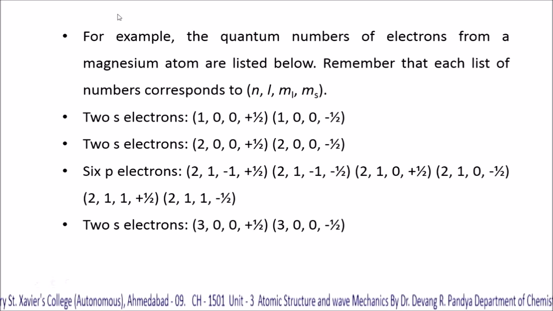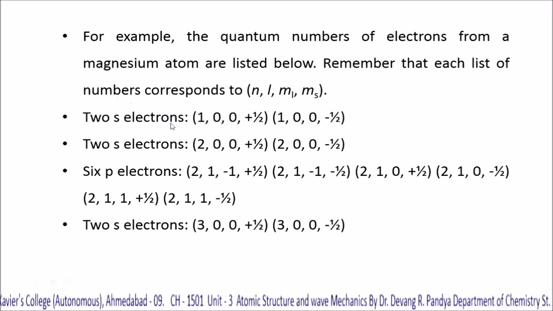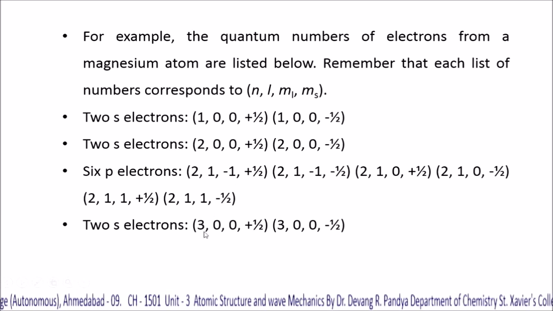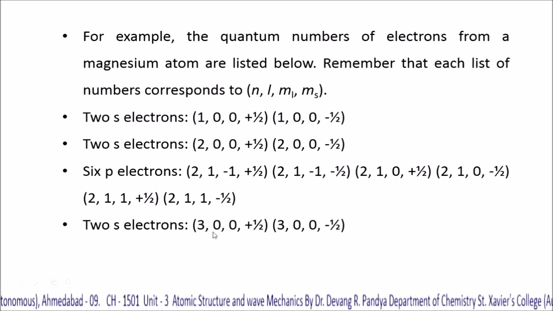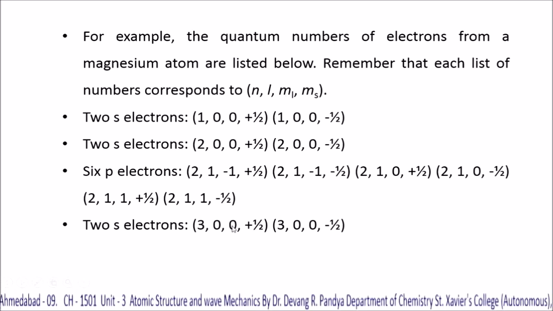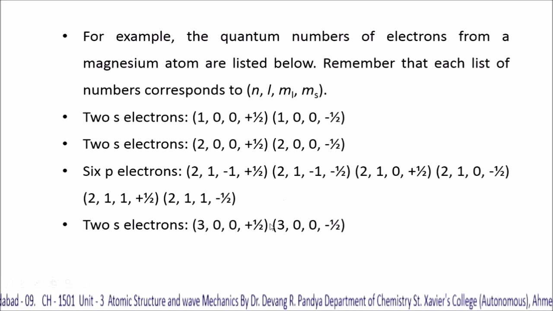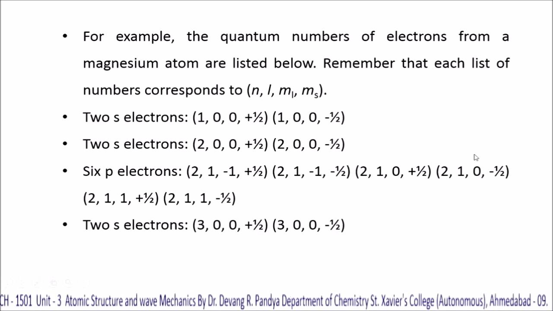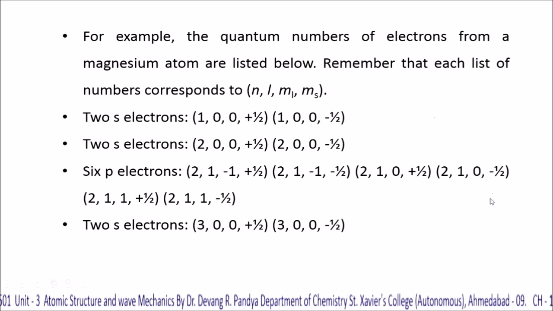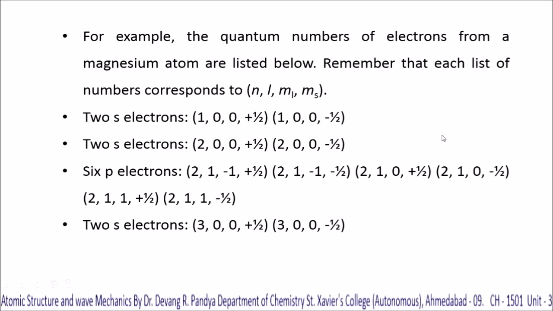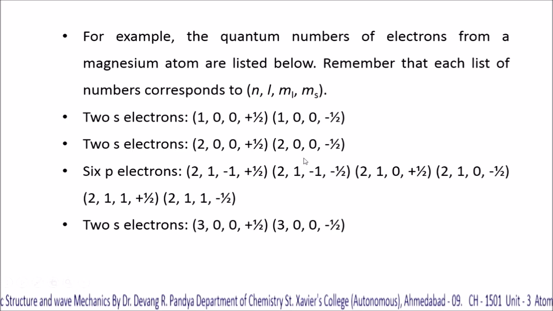The 2 s electrons can be represented in 3s2. So for that, principal quantum number n is equal to 3, l is equal to 0 because it is an s orbital, m_l value would be 0 as well, and for m_s value we have two different values, plus half and minus half. So that way we can represent the number of electrons in different subshells in the magnesium element.